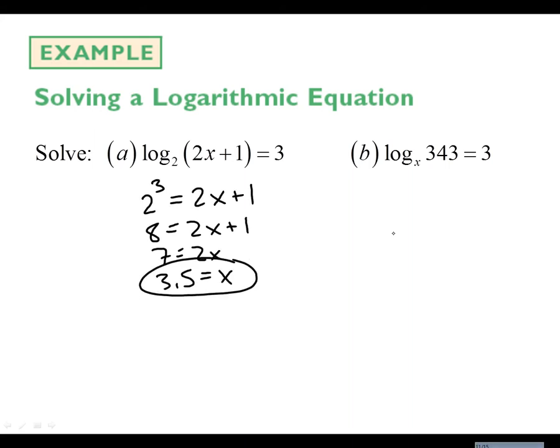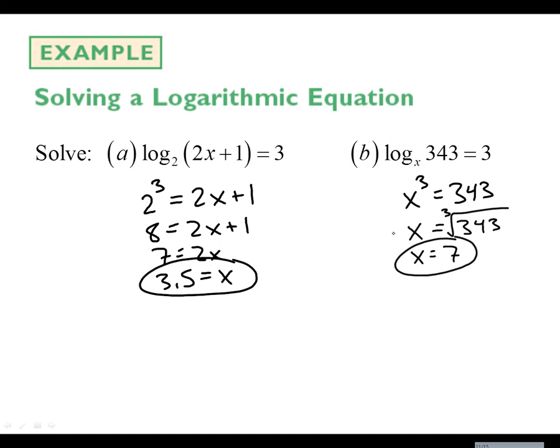Let's solve this one. x cubed equals 343. And we're going to cube root both sides. So 343 cube rooted, and the answer there is 7. All right.